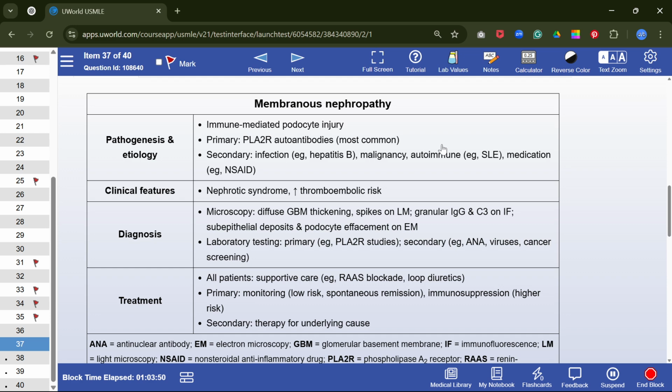Lab testing: for primary, phospholipase A2 receptor studies; for secondary, ANA, virus, and cancer screening. Treatment for all patients is supportive care: RAS blockade, loop diuretics. Low risk: monitoring, with spontaneous remission possible. Higher risk: immunosuppressive therapy, and for secondary, therapy for the underlying cause.